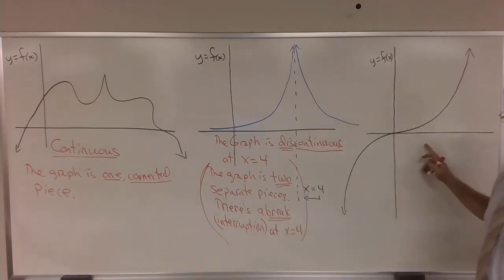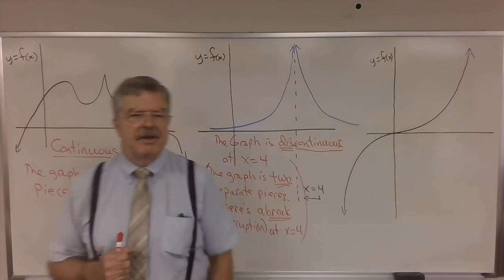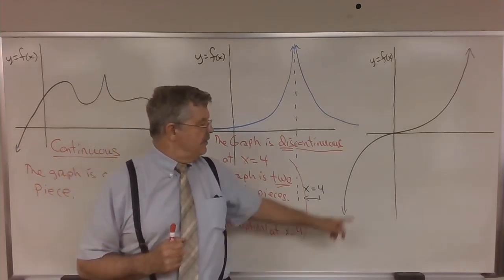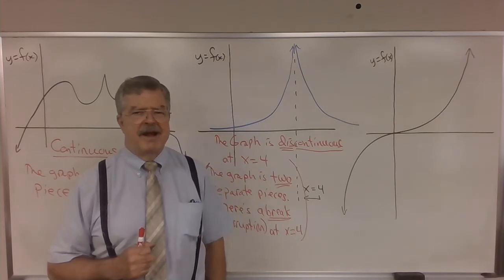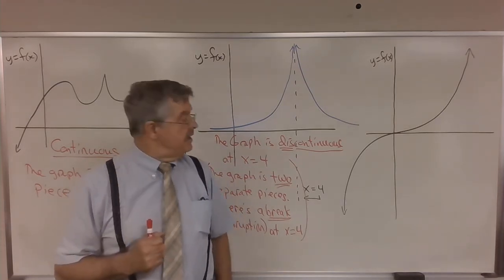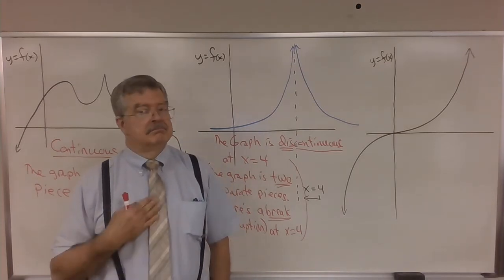Now, this guy right here, this graph, what do you think? Continuous or discontinuous? And if we say discontinuous, then it would have to be because we see a break or an interruption in that graph. Do we see a break or an interruption in this graph? I don't.